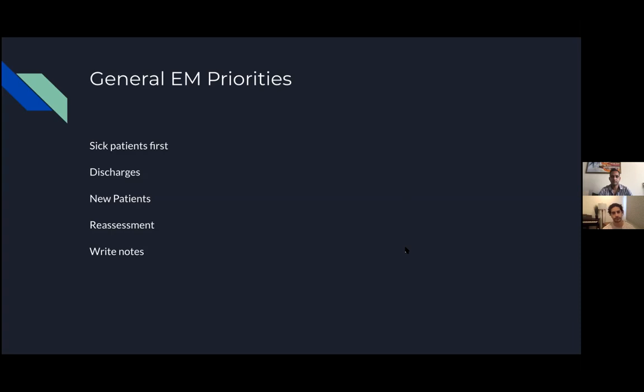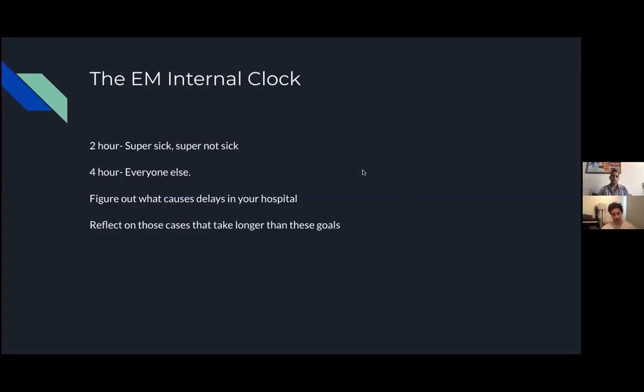Cool. So the next thing we wanted to talk about is the EM internal clock. In order to efficiently work in the department, you should set timeframes that help organize how quickly you need to evaluate patients and dispo them. For example, if the patient is super sick, meaning they need to be intubated, get a central line, have advanced resuscitative measures performed, you want this patient admitted in 2 hours.